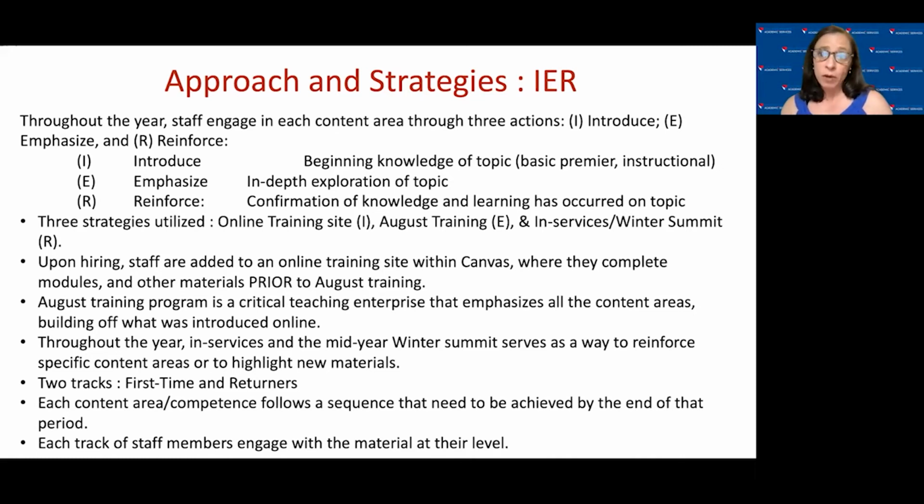And then we have 2 tracks. We have first timers, and that's our new staff that have just joined us, and our returning staff. And I will demonstrate to you the mapping and inventories that we use to just be able to see as they move through these stages.